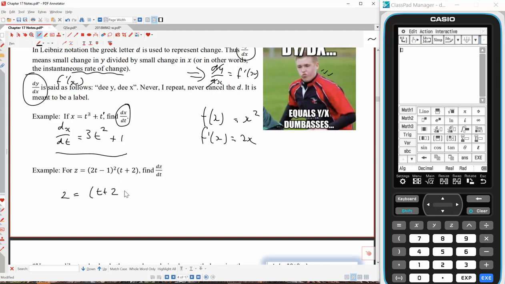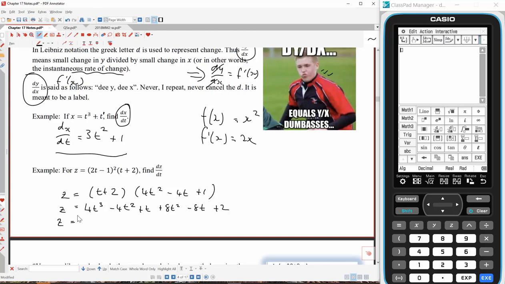I'm going to go t plus 2, 2t, that's going to be 4t squared, take away 4t plus 1. All right, so that's the perfect square expansion of that. All right, now I'm going to go z equals, and I've got 4t cubed, take away 4t squared, plus t, plus 8t squared, take away 8t plus 2.